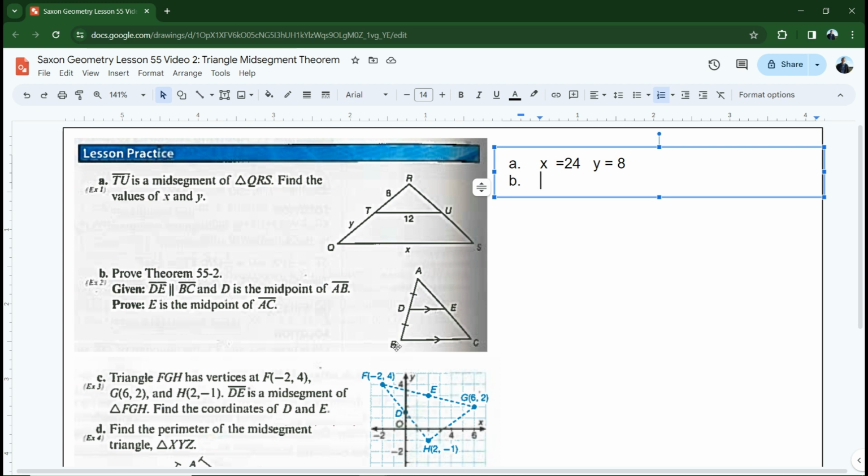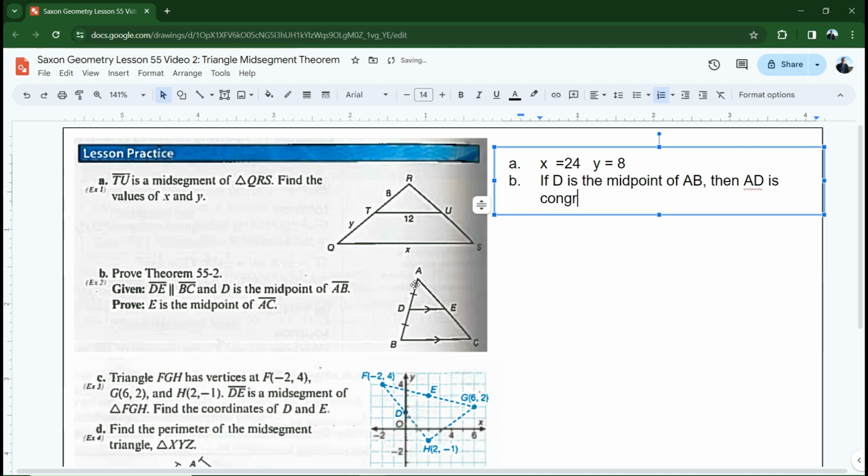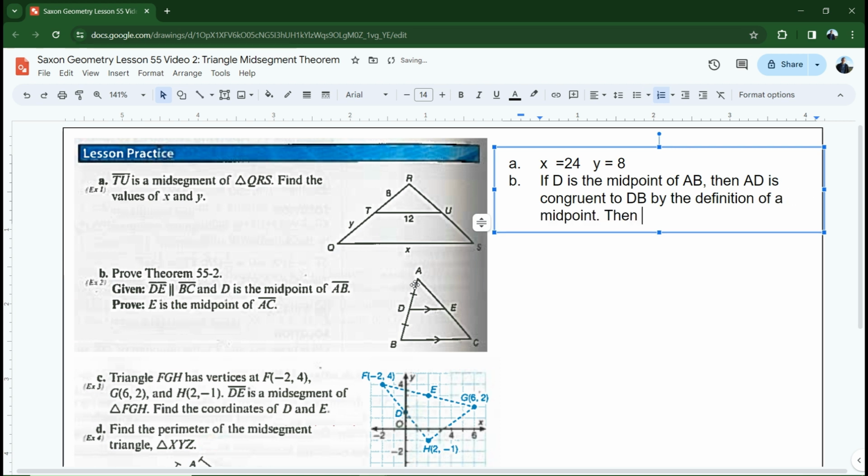If I can prove that the big triangle ABC is similar to the little triangle ADE, then I know that whatever the ratio is between AD and AB has to be the ratio between AE and AC. I'm going to start off with this statement. If D is the midpoint of AB, which it is, it's given, then AD is congruent to DB by the definition of a midpoint.